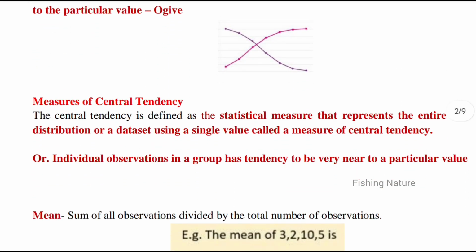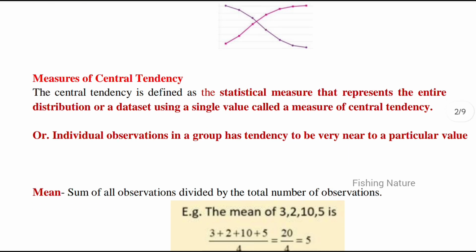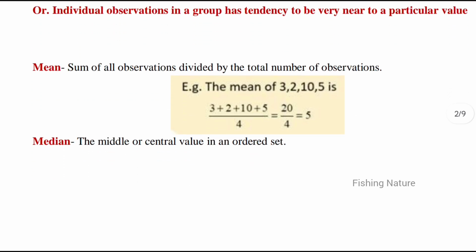Next, measures of central tendency. Central tendency is defined as the statistical measure that represents the entire distribution or data set using a single value. Here you can observe this mid value. It is a single value. It is the central tendency. How do we measure using a single value? It is called measures of central tendency, the tendency of individual observations in a group to be very near a particular value.